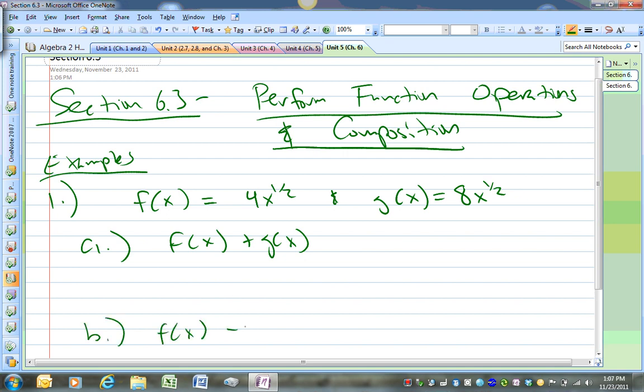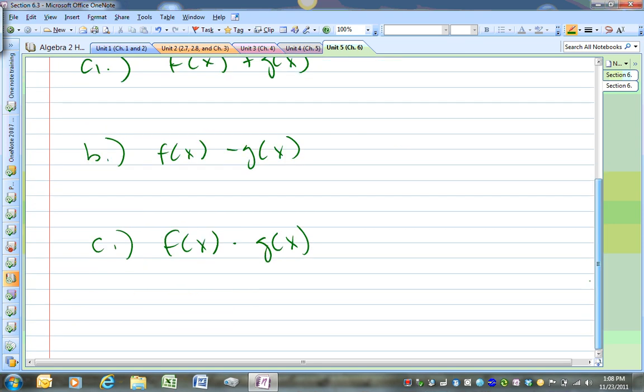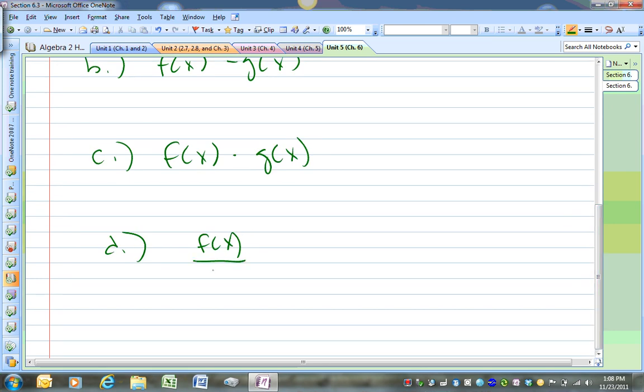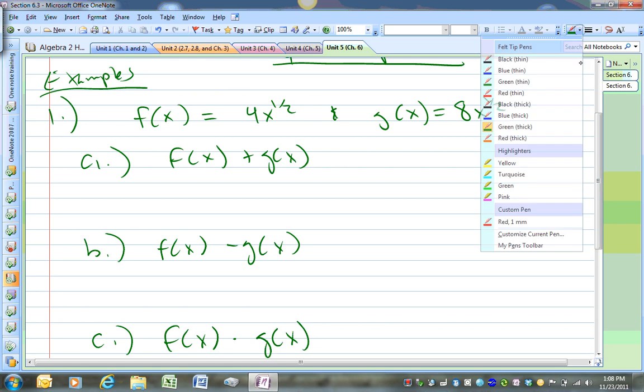f of x minus g of x, f of x times g of x, and f of x divided by g of x. So it's very simple what we do for each of these cases. Switching colors.